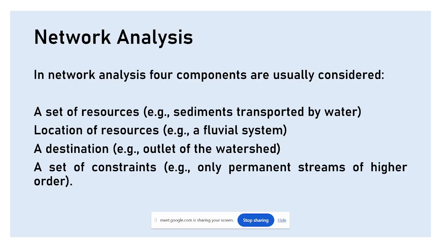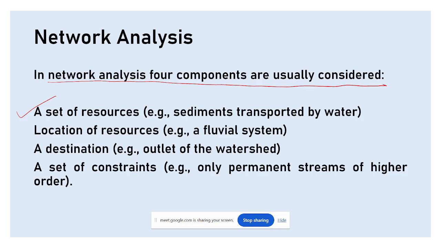So in network analysis, whenever you're doing network analysis using these elements, you need to mainly consider the four components. Here, what you have to bear in mind is this: network analysis, four components are usually considered. One is a set of resources. A good example that they've given is based on the river system.